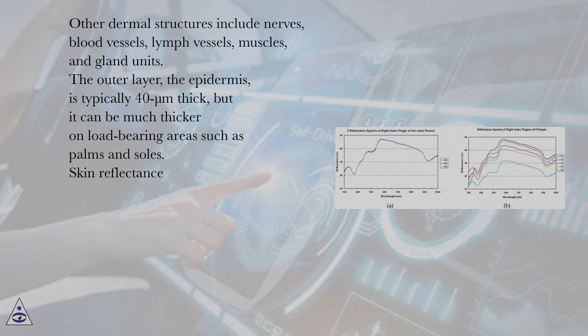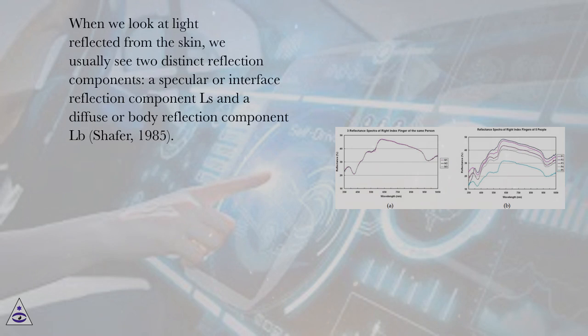The outer layer, the epidermis, is typically 40 micrometers thick, but it can be much thicker on load-bearing areas such as palms and soles. Skin reflectance. When we look at light reflected from the skin, we usually see two distinct reflection components, a specular or interface reflection component and a diffuse or body reflection component (Pound, Schaefer, 1985).